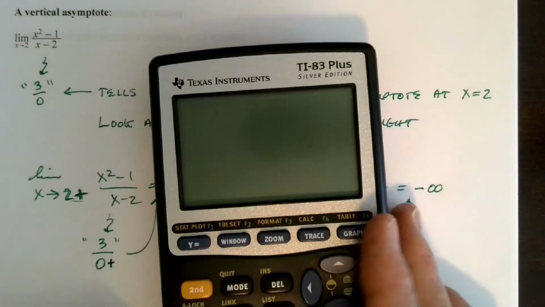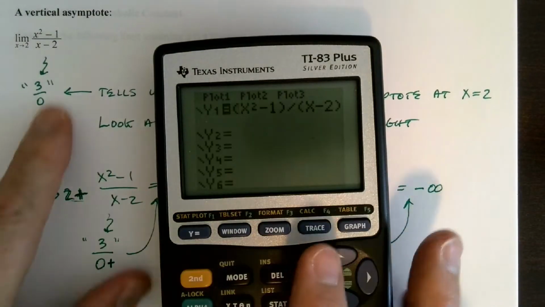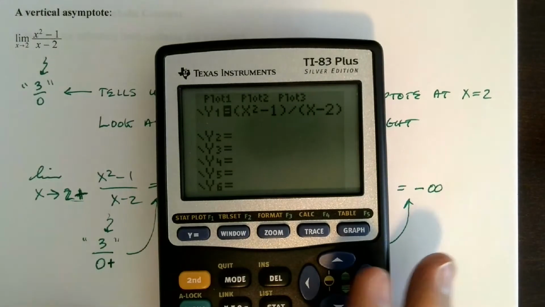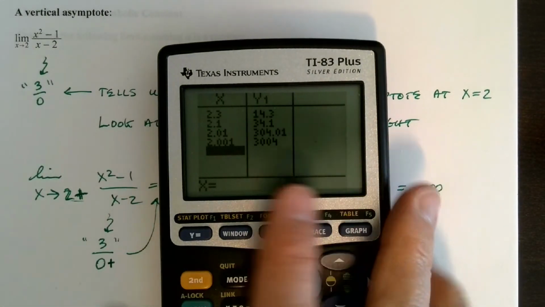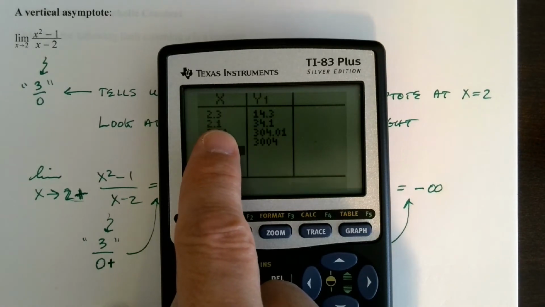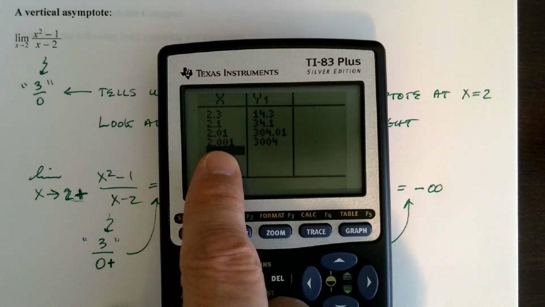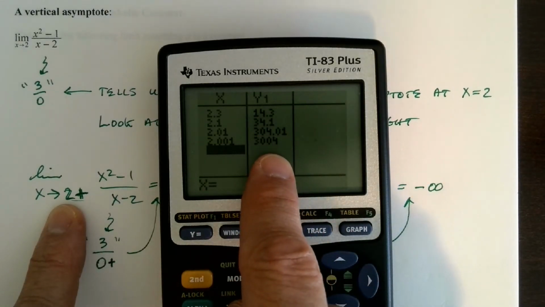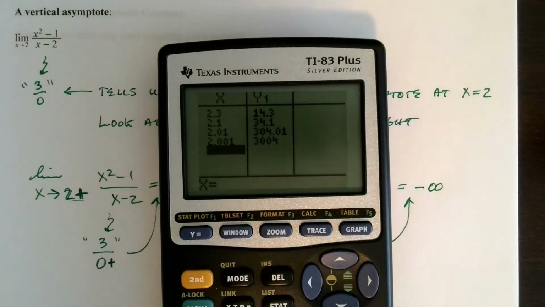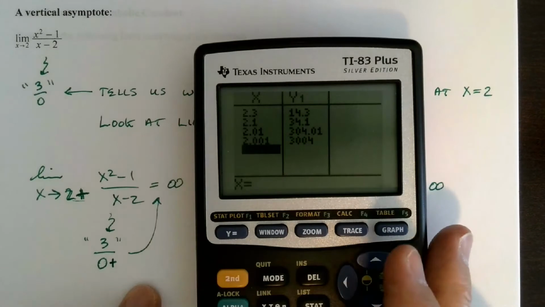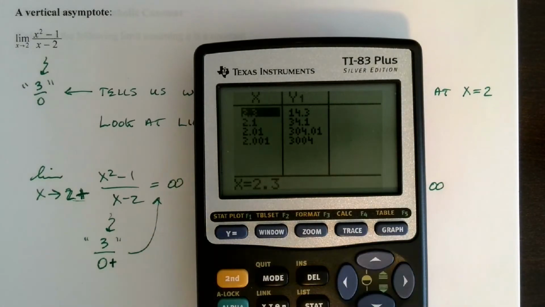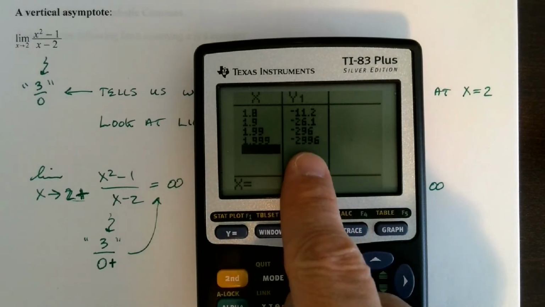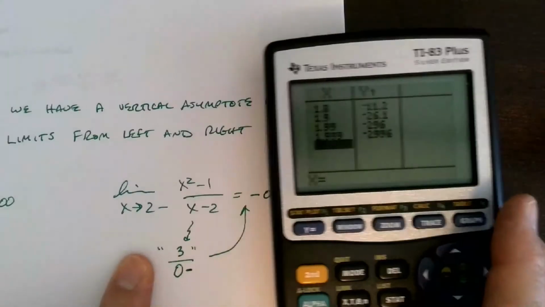Alternatively, you could also do a table of values for this function and just confirm this. I've already entered into my calculator this function here. We can look at it from a table standpoint. Here I'm approaching 2 from above, right? 2.3, 2.1, 2.01, so I'm getting closer and closer to 2 from above. That's this limit here. And notice what's happening to our functional values. They are becoming unbounded. They are getting larger and larger. We're not approaching anything. We are going to positive infinity. If I approach 2 from below, like 1.8, 1.9, 1.99, and so on, then what are we doing? Notice we're always negative, as I said, and we're approaching negative infinity.